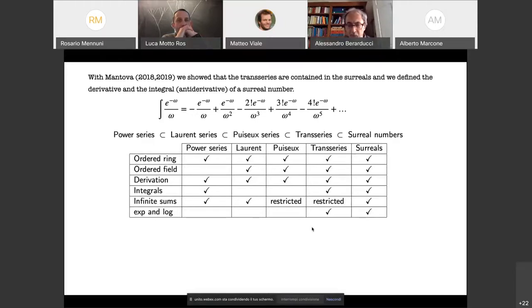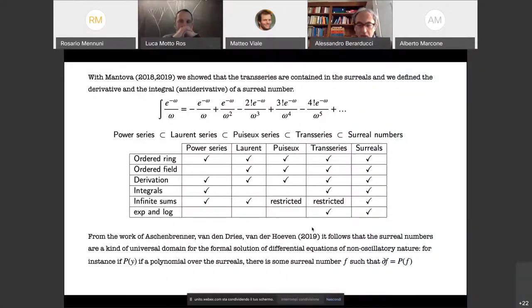And so you get the best of all worlds in some sense. For instance, if you just take the power series, you don't have log. If you have Laurent series, you don't have integrals, because the integral of 1 over omega is log omega, which is not a Laurent series. In the Laurent series, you have only positive or negative powers of x.